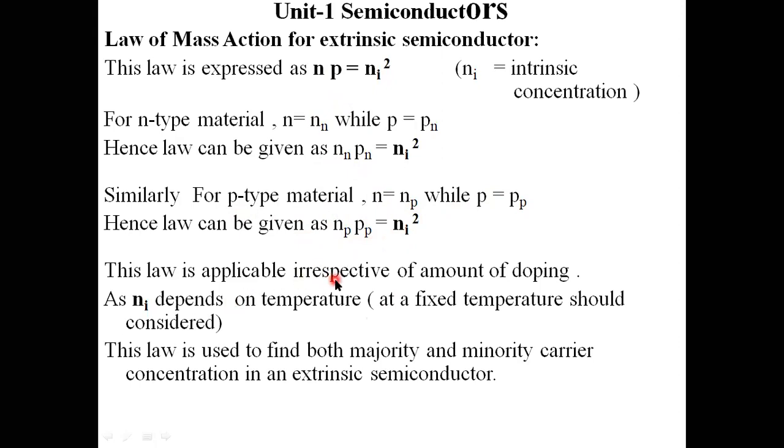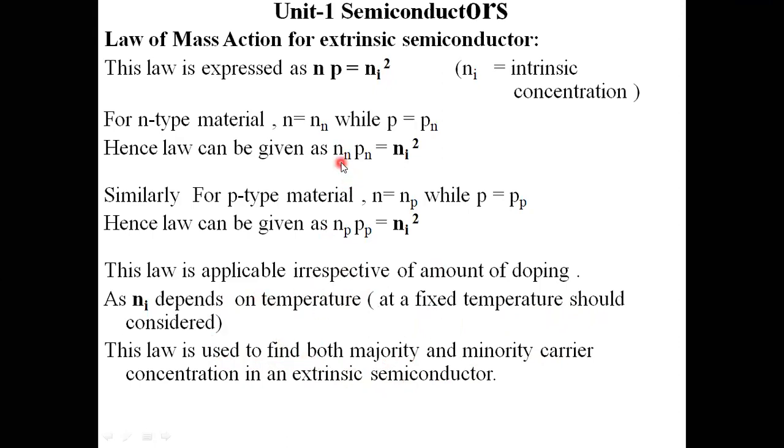This law is applicable irrespective of amount of doping, as ni depends on temperature. This intrinsic concentration depends on temperature, so we need to take one fixed temperature here. Fixed temperature should be considered. This law is used to find both majority carrier as well as minority carrier concentration in an extrinsic semiconductor material. We know this term.